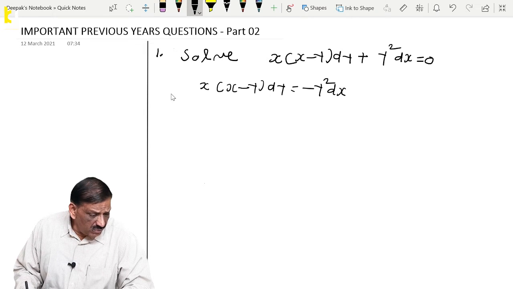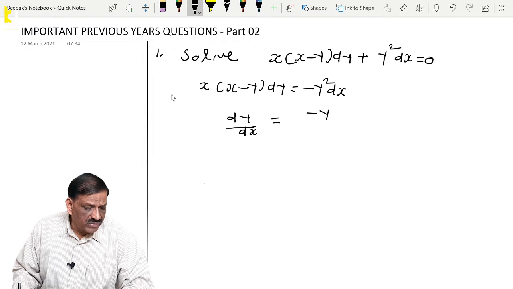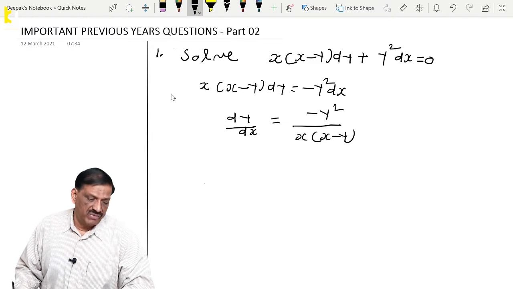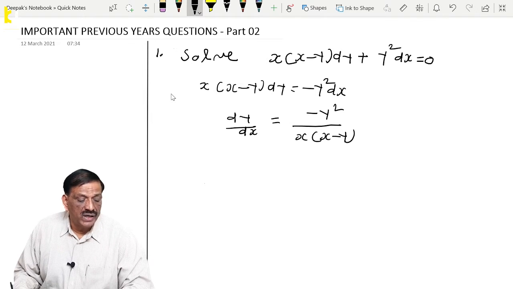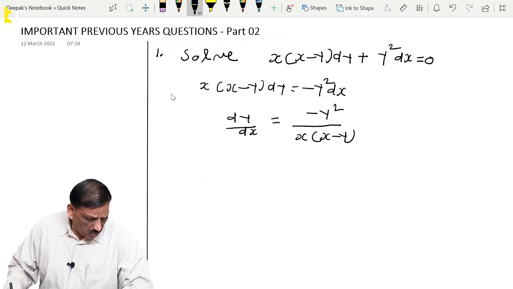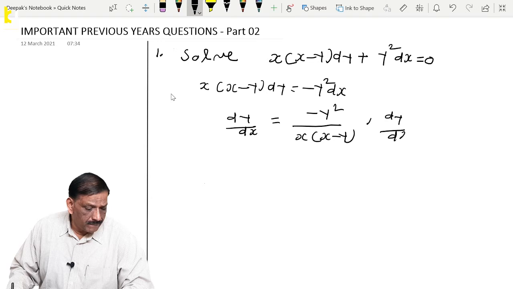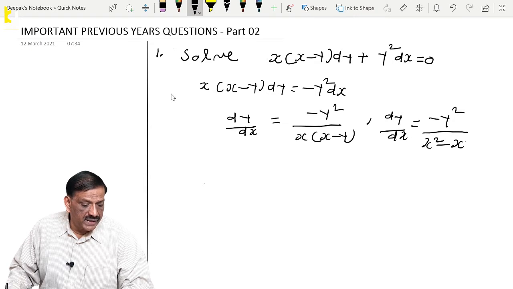So dy by dx is equal to minus y square divided by x into (x minus y). Bring dx to the left hand side and x into (x minus y) to the right hand side. So dy by dx is equal to minus y square divided by x square minus xy. Clear?